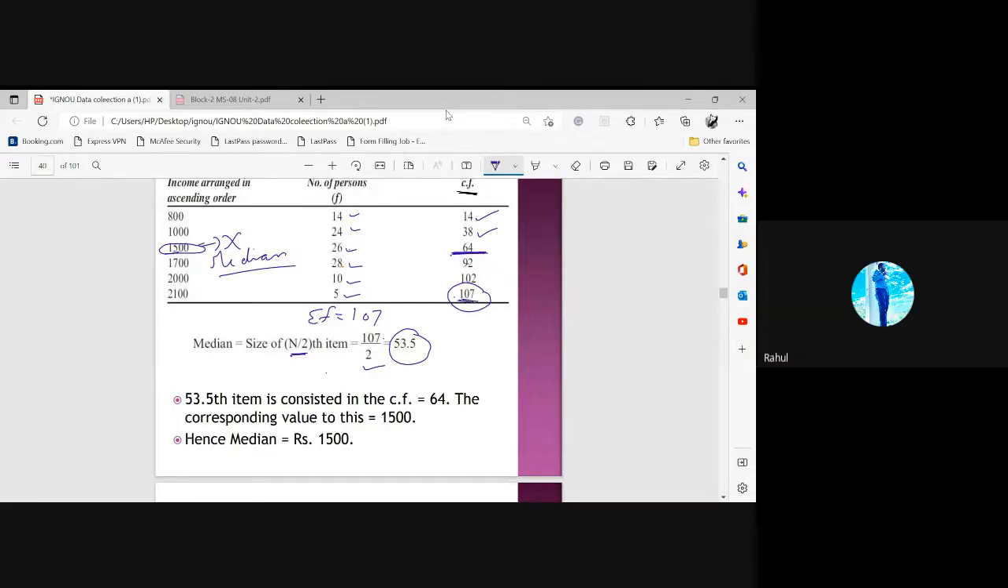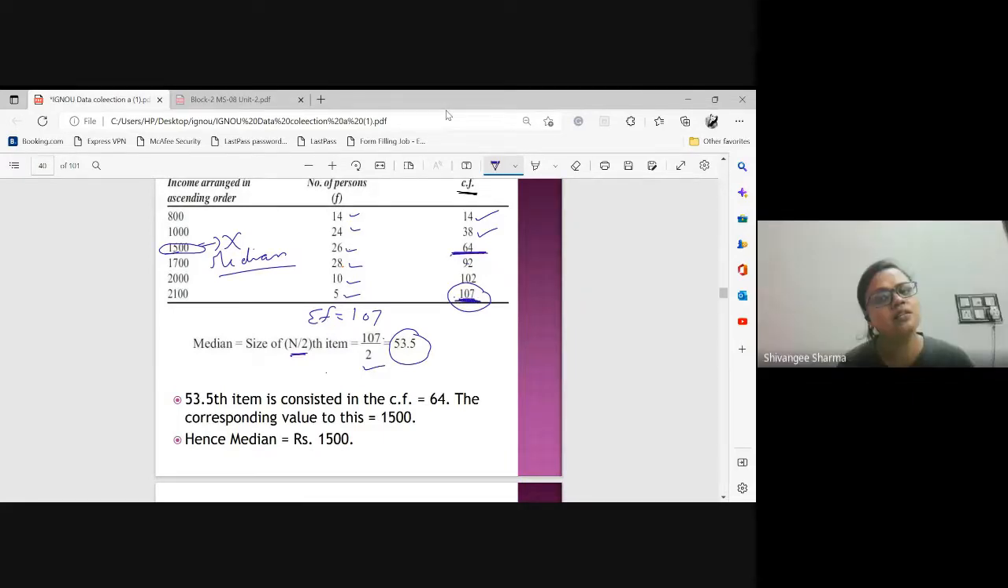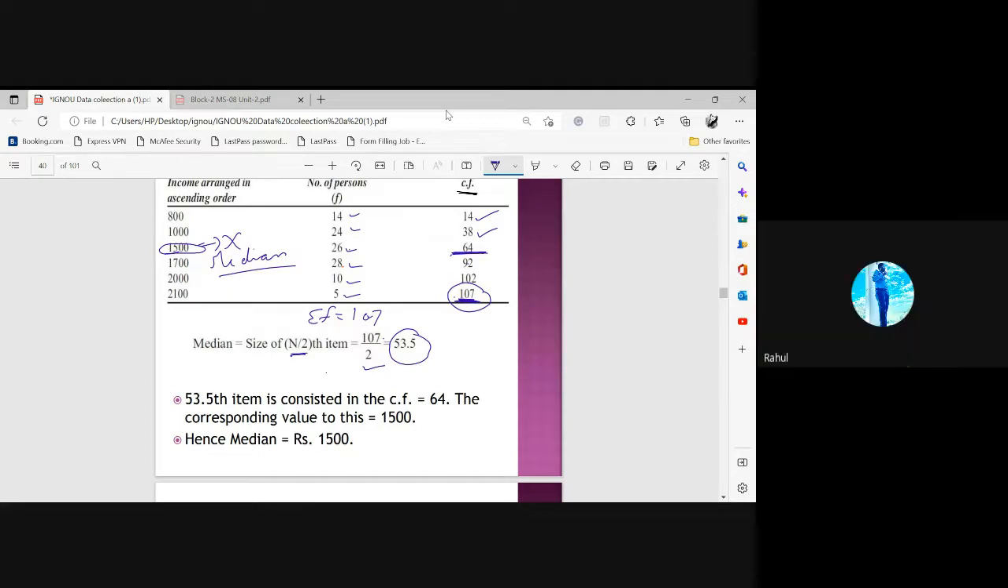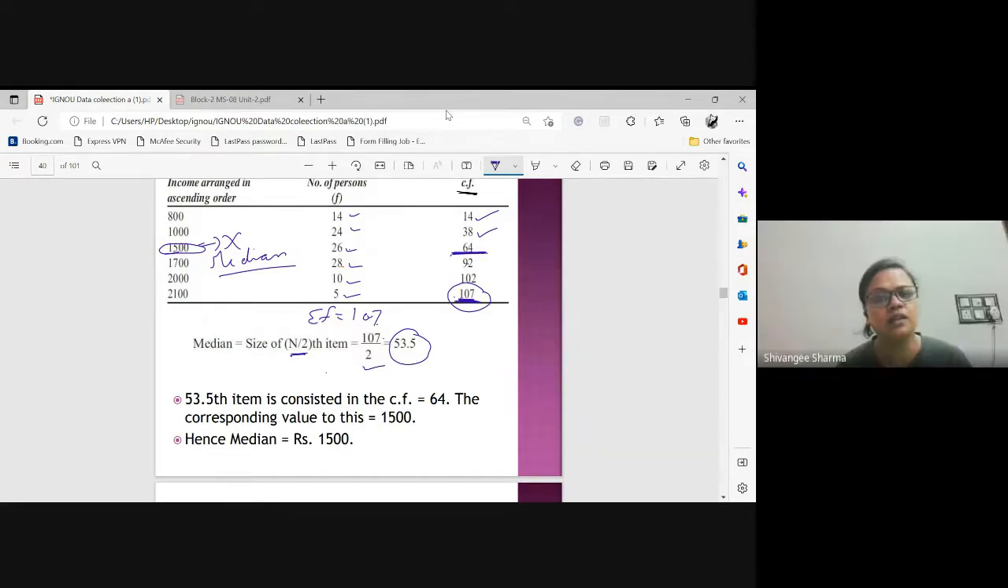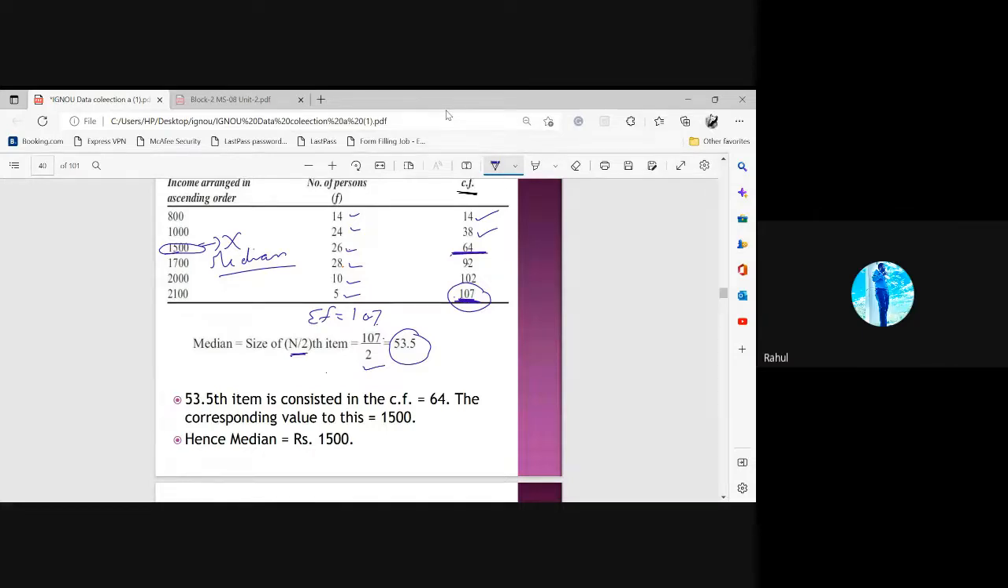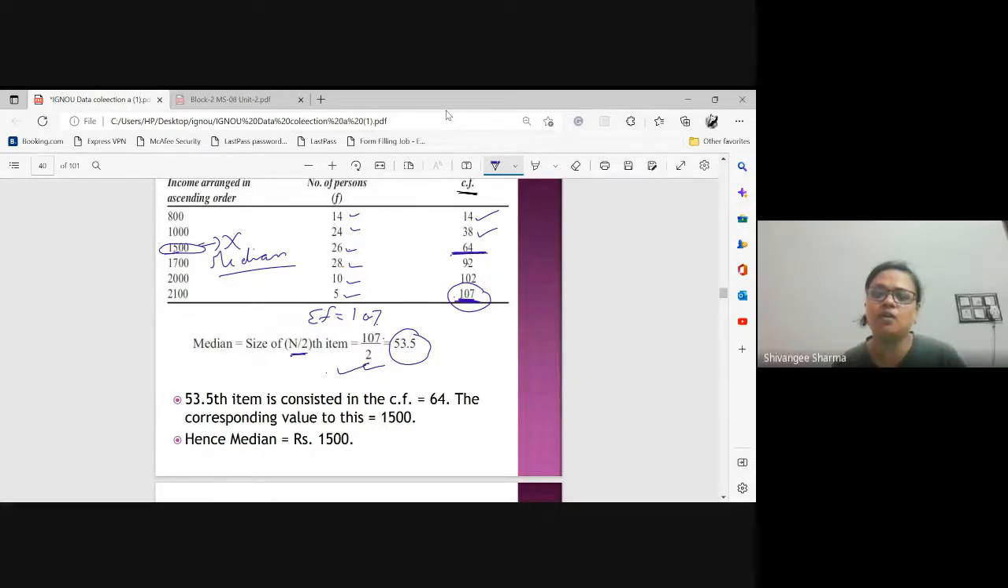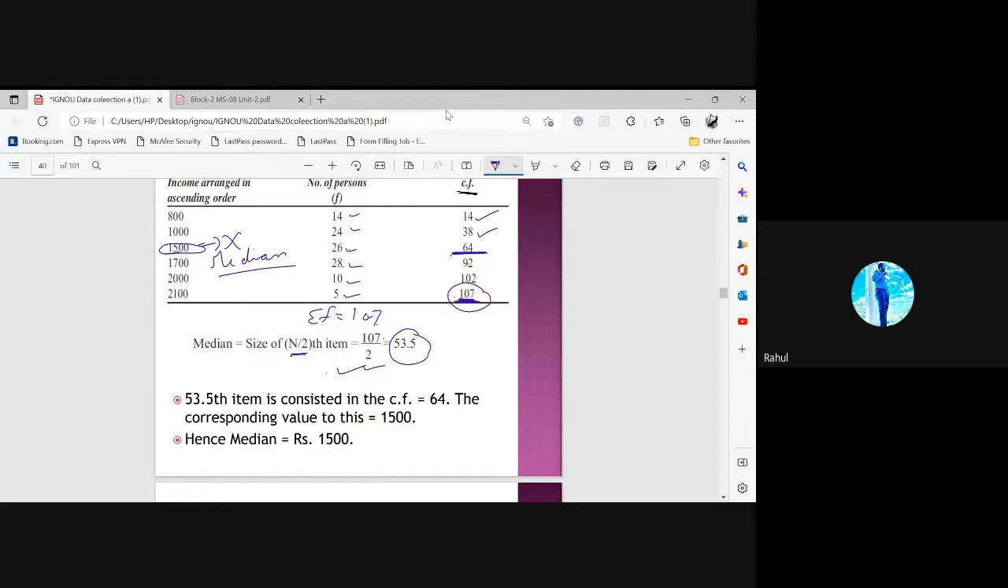Okay, this is clear. These both are the same because we are adding only in cumulative frequency. So is this clear now to everyone, how we calculate median for discrete data? Yes, ma'am, clear. Thank you so much. Now next, yes ma'am, okay, clear.